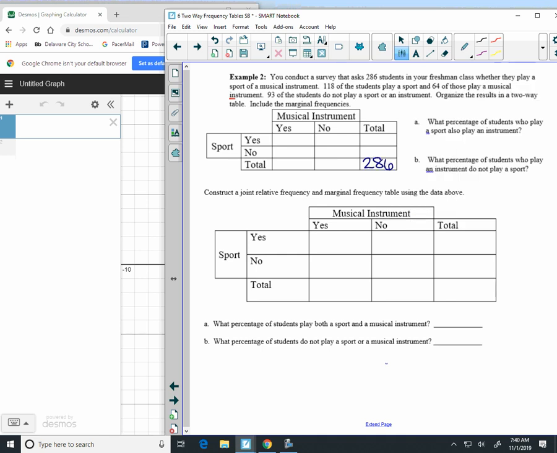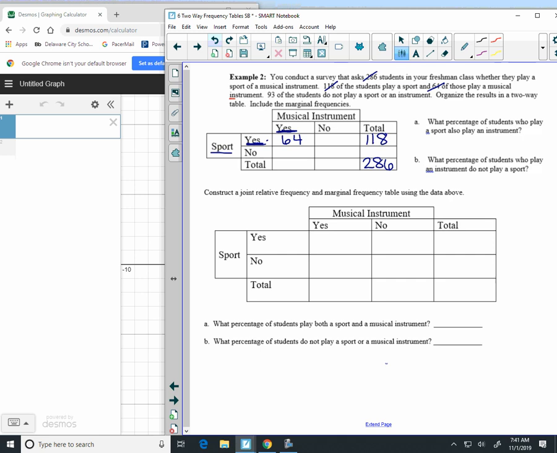Okay, 286 total. It says 118 of the students play a sport. So I'm looking here, sport, yes. 186 of them, or sorry, 118. Sorry, I got the 86 stuck in my brain there for a second. 118 play a sport, so that's the total sport, yes. And it says of those, 64 play a musical instrument. So they're going to be sport yes and musical instrument yes. So that's 64 going in this cell right here. So we've used 286, we've used 118, we've used 64.